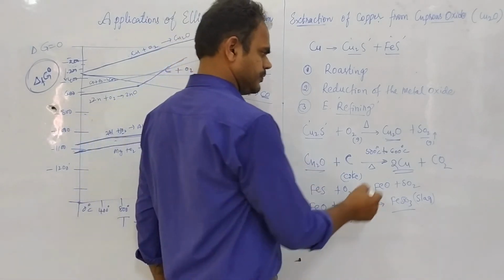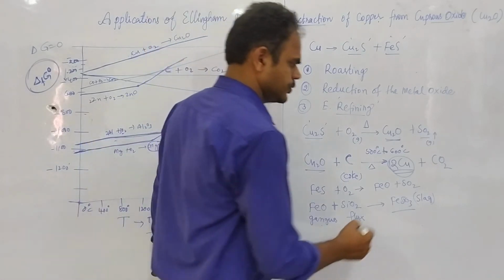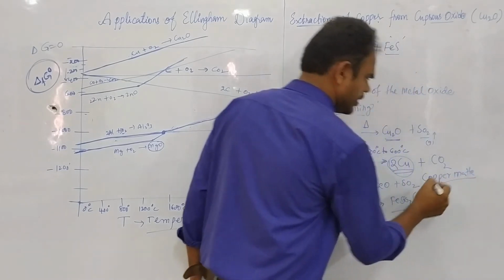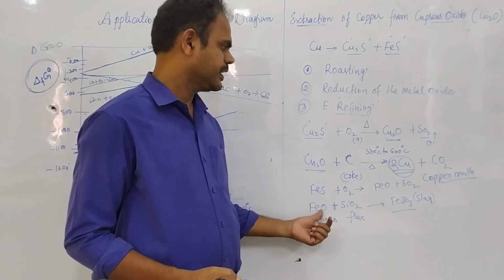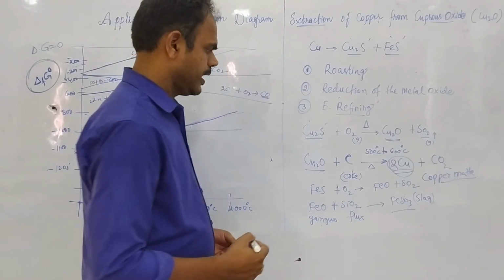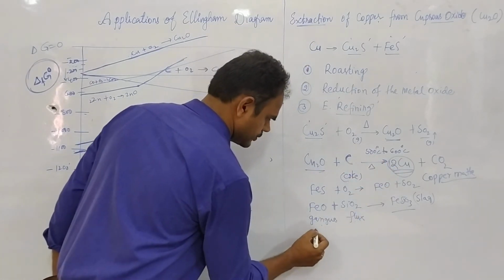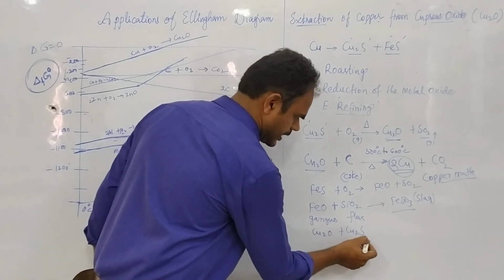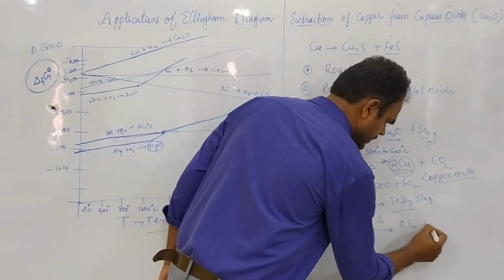The copper that we get by this reduction is what we call copper matte. This copper matte is impure copper having some impurities like iron oxide, which can be removed by adding silicon dioxide. Then in this copper there is also leftover cuprous oxide and Cu2S. Both will undergo auto reduction upon heating, and then we get pure copper plus SO2 gas.